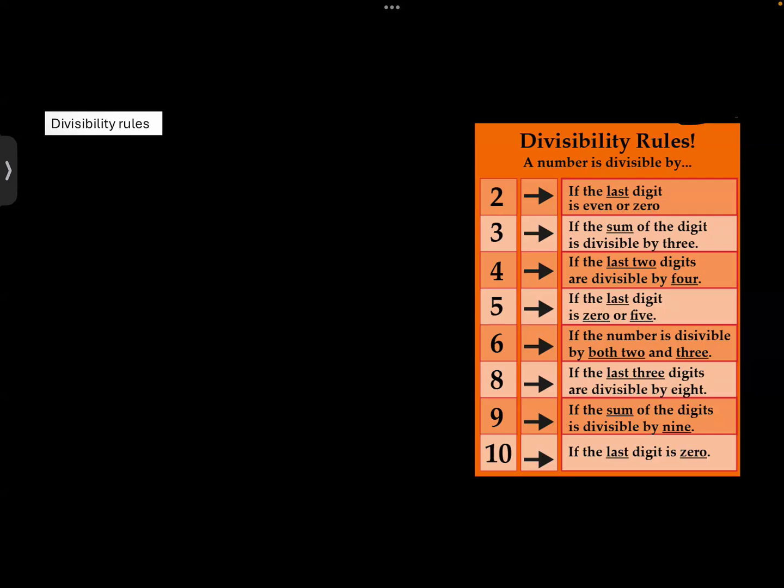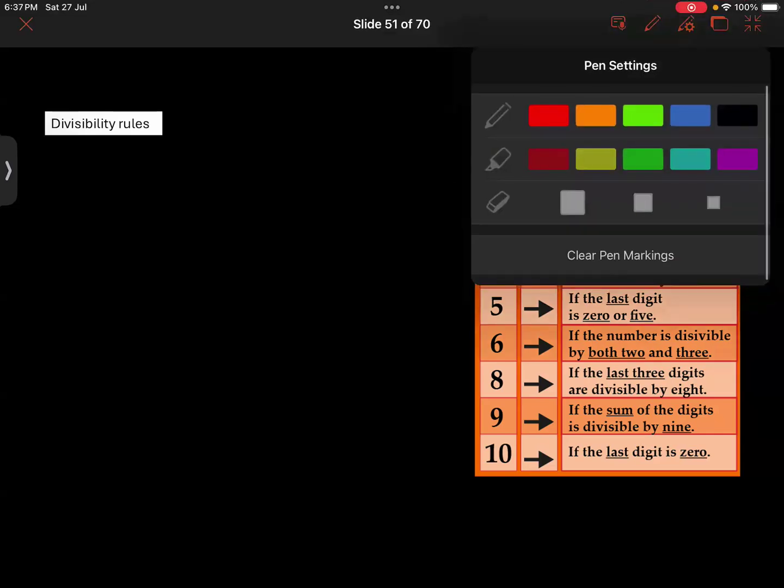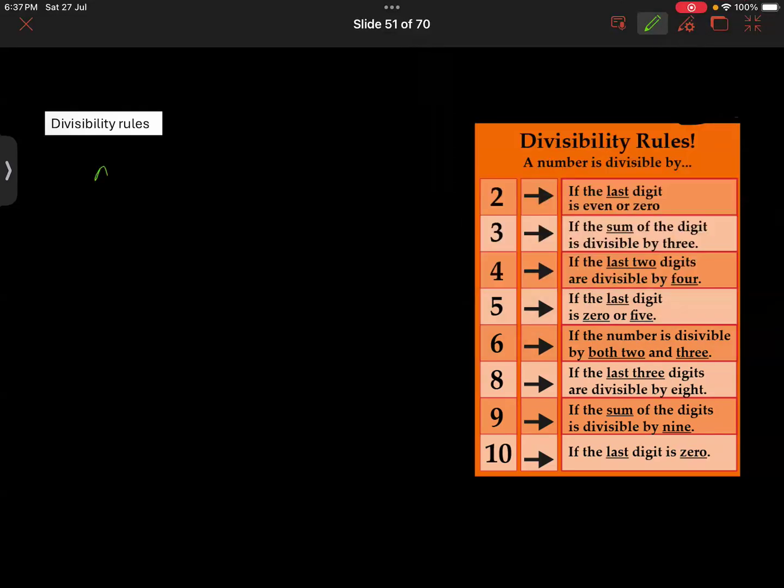HCF, LCM. Finding HCF using different methods. No. Don't you remember? I did tell you that whenever you have two numbers, for example, A multiplied by B, that will be equal to dash multiplied by dash. What am I talking about? A multiplied into B is equal to dash into dash. What should be written in place of this dash?